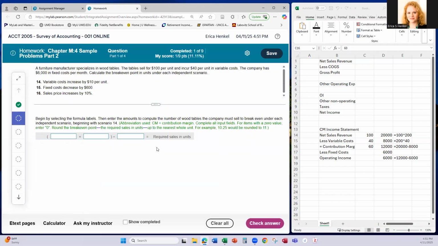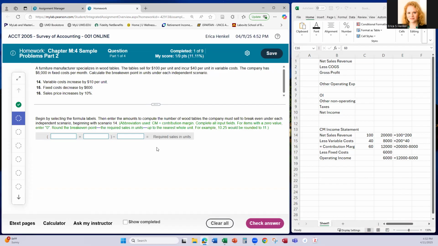Okay, now for our next question here, we've got a furniture manufacturer that specializes in wood tables. The tables sell for $100 per unit and they incur $40 per unit in variable costs. The company has $6,000 in fixed costs per month. So we're trying to calculate a break-even point.